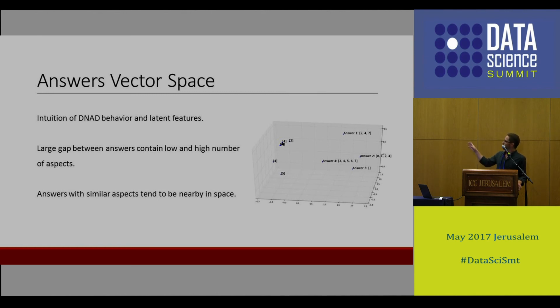Observing this, we can see a large gap between answers containing a high number of aspects and answers containing a low number of aspects. Moreover, observing the aspects' behavior across answers, we can see that answers containing similar aspects tend to be nearby in space. For example, the answers containing only aspect 4 are clustered together, while answers with aspects 5 or 2 are further. A similar phenomenon happens on the right side when we are thinking about aspects intersection. So we can see the behavior of the network by visualizing the hidden layers.